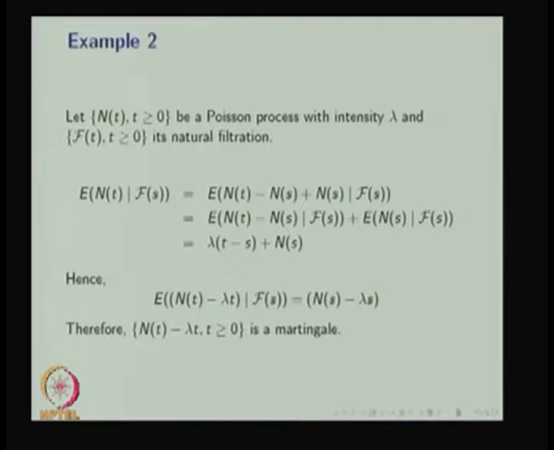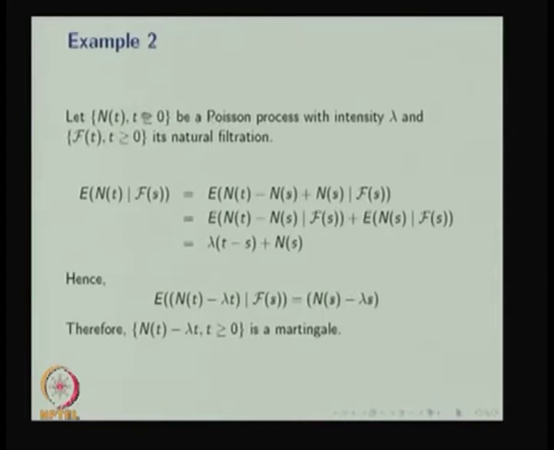The second example: this stochastic process is a continuous time discrete state stochastic process. Here let N of t, where t varies from 0 to infinity, be a Poisson process with the intensity or parameter lambda, and F of t is its natural filtration. The natural filtration means it has the information till time t, and each random variable N of t for fixed t is F t measurable. That is the meaning of natural filtration.